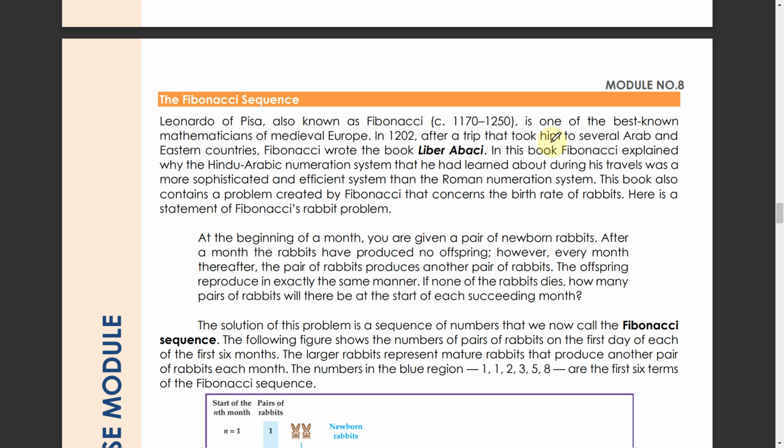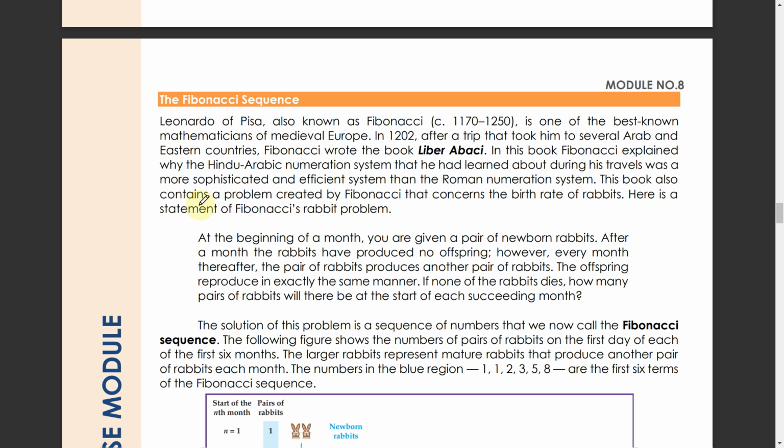So after a trip that took him to several Arab and Eastern countries, Fibonacci wrote the book Liber Abaci, or unsa na pagbasa, dili ko sure. So in this book, Fibonacci explained why the Hindu-Arabic numeration system that he had learned about during his travel was a more sophisticated and efficient system than the Roman numeration system.